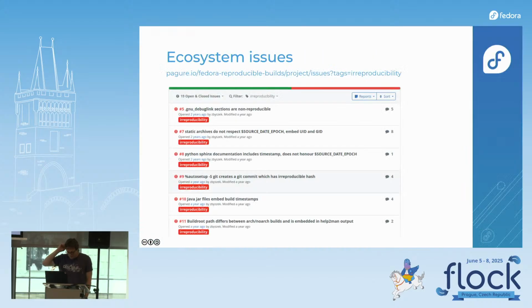So, what are the specific issues? The link at the top is the link to the project tracker where we track issues that affect multiple packages, and quite a few have been fixed. I have about three pages with all the issues listed, even the closed ones. So, the first few: GNU debuglink sections were fixed in GDB when we reported the bug.